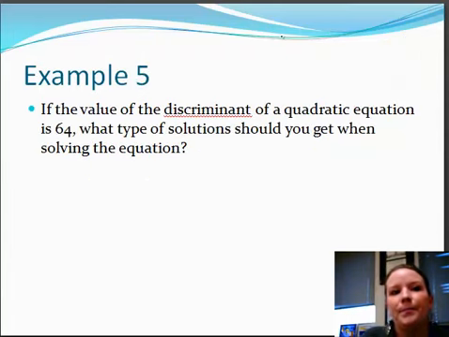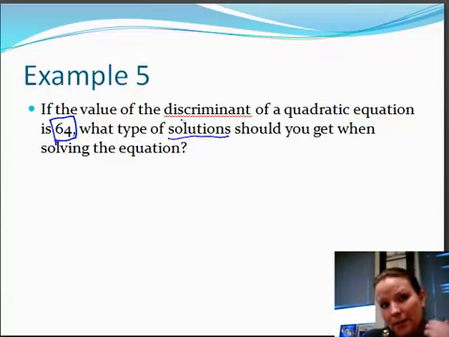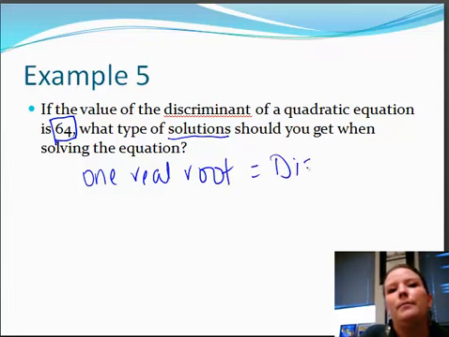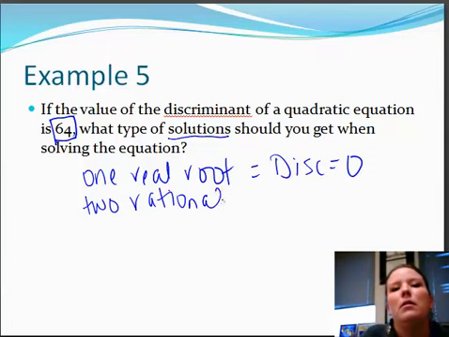Our fifth example. If the value of the discriminant of a quadratic equation is 64, make sure you circle that, what type of solutions should you get when solving the equation? So remember, we have 4 types of solutions. We have one real root, which is when our discriminant equals 0. We have 2 rational roots, when our discriminant is equal to a perfect square.